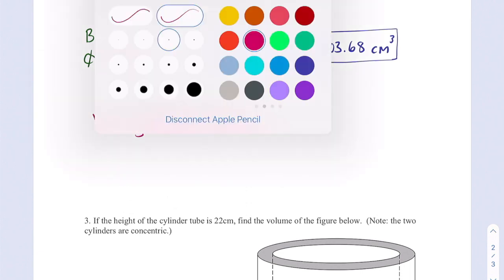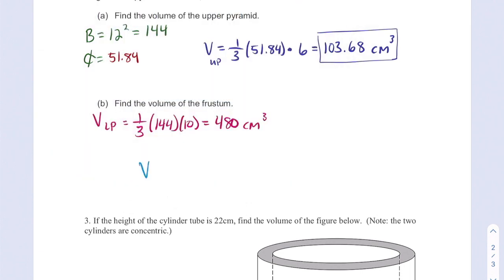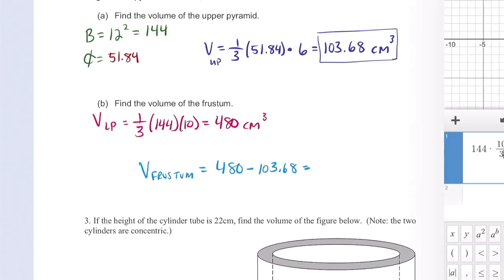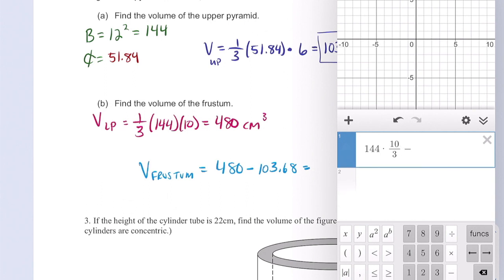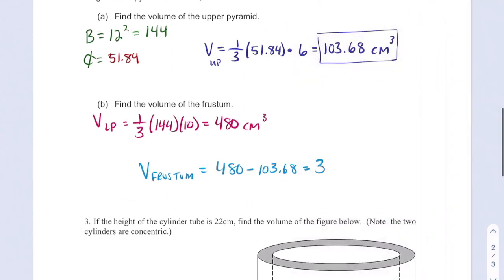So now the whole thing minus the upper cone would make the volume of the frustum equal to 480 minus 103.68, which gives us 376.32 cubic centimeters. So we did a lot of awesome stuff in that one.